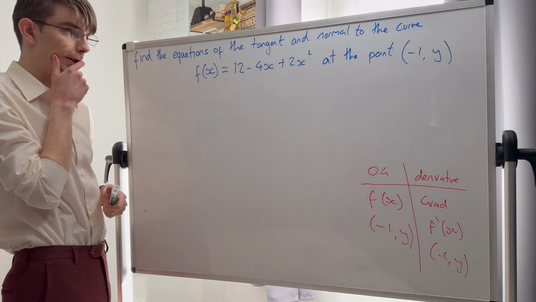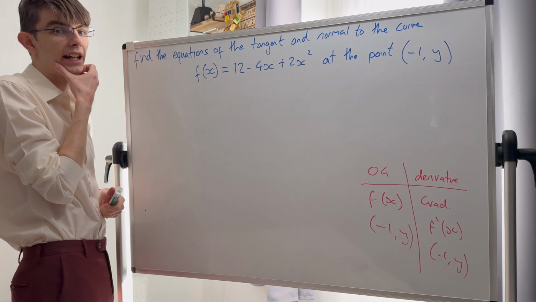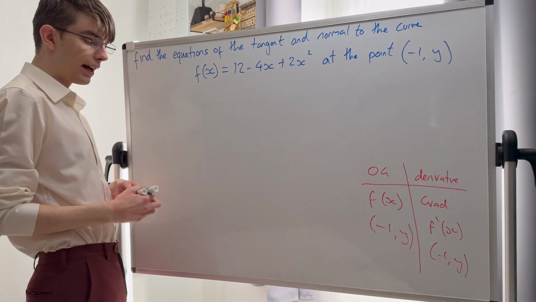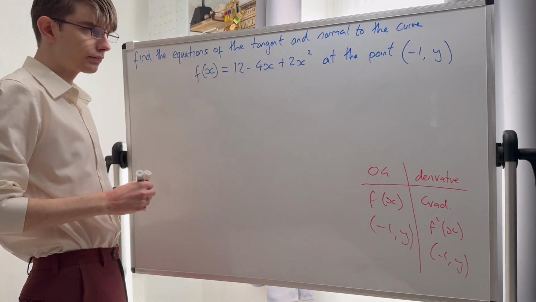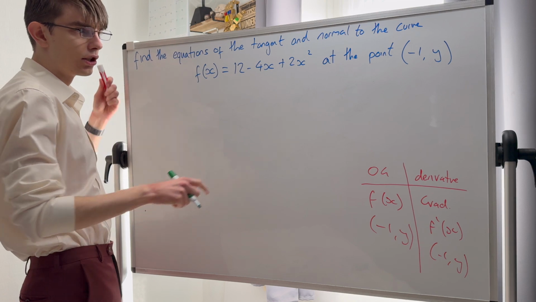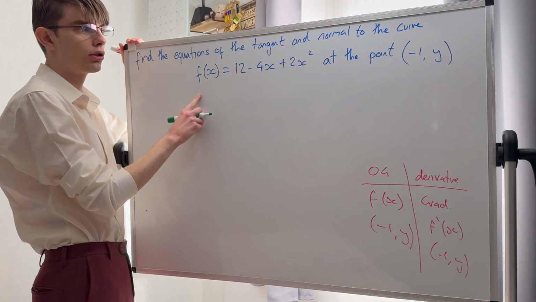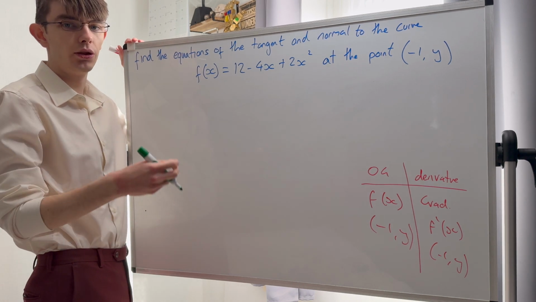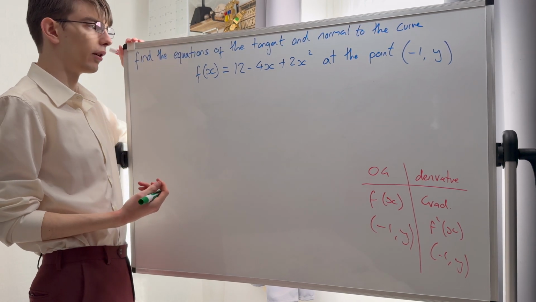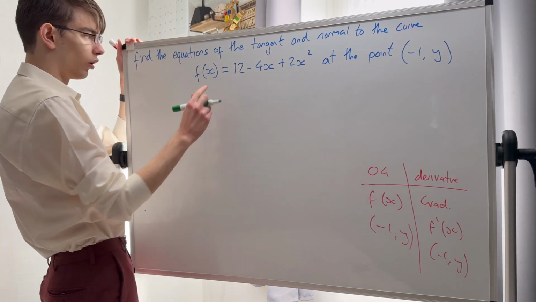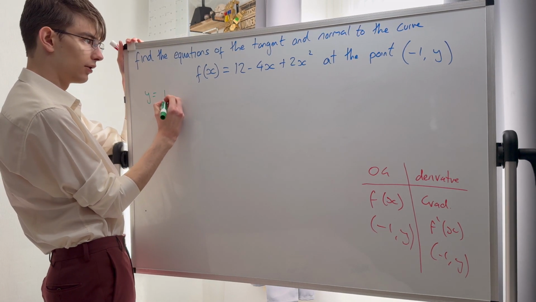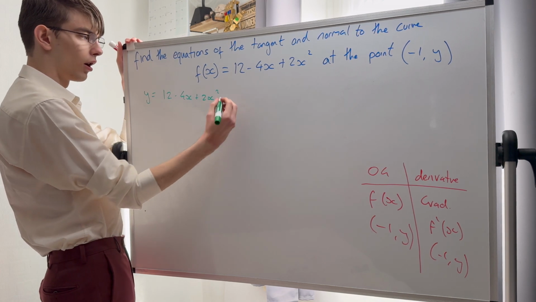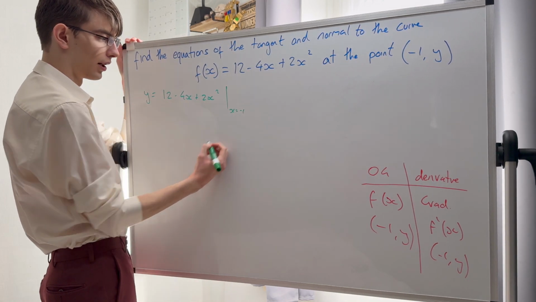The very first thing I want to do is eliminate an unknown. Well, the only unknown I've got at the minute is this y here, and that's very simple to eliminate. I want to find the coordinate of the point on my graph where x equals minus 1. If I don't have my y value, that's always a nice place to start. So obviously I can rewrite this as y equals 12 minus 4x plus 2x squared. I know that x equals minus 1.